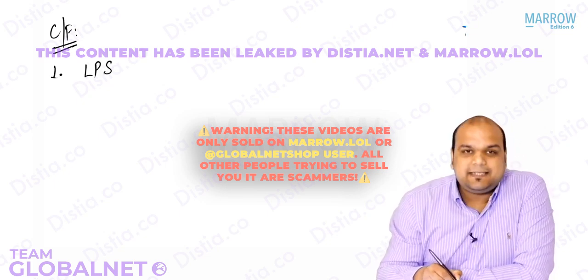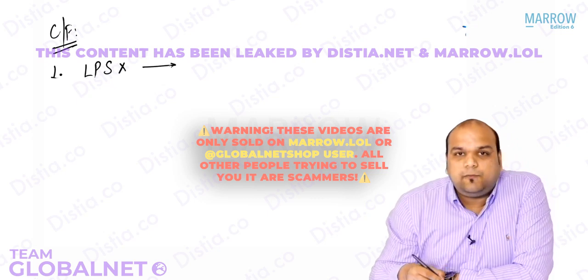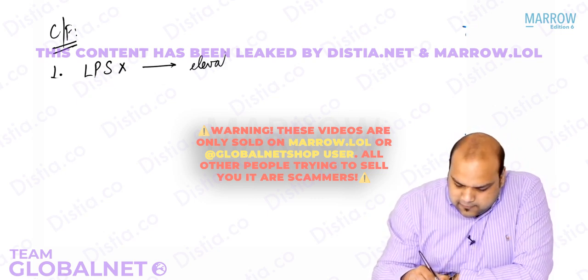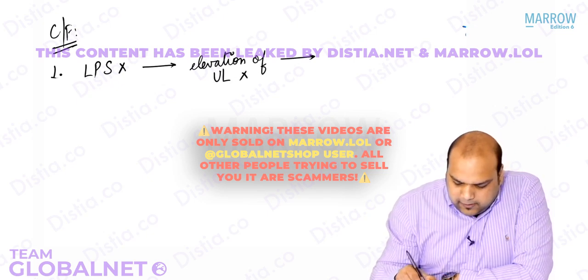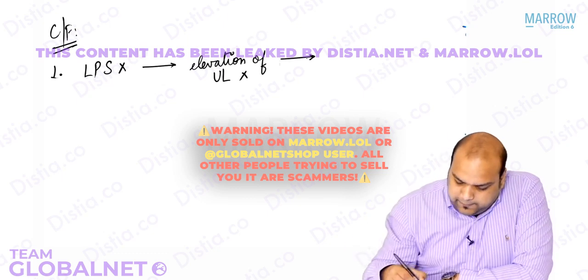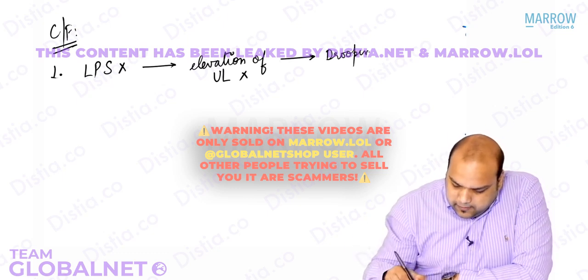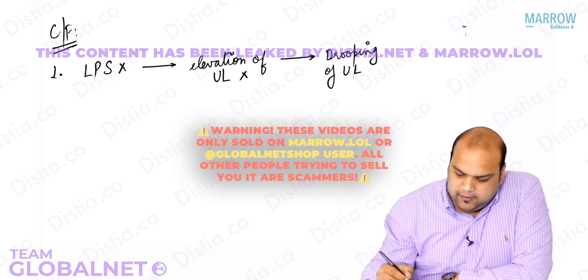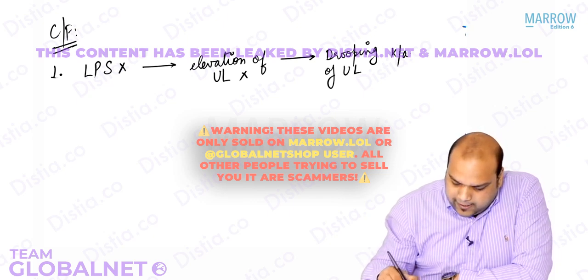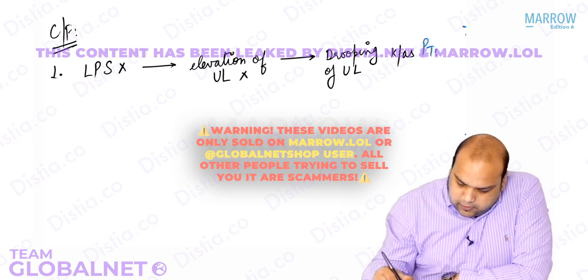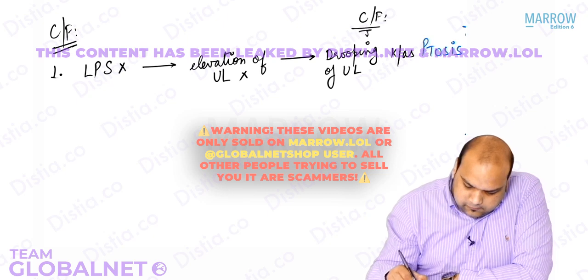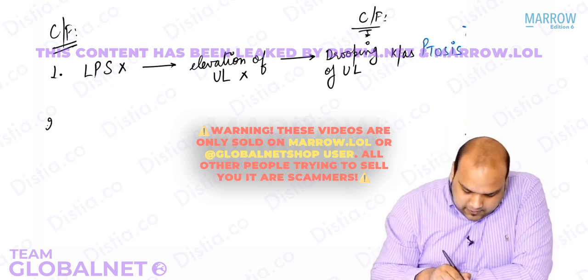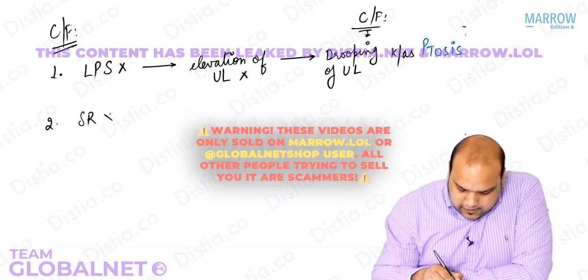First of all, the muscle paralyzed is LPS, LPS paralyzed. What was the action of LPS, everybody? The action of LPS was elevation of upper lid, which will not be able to occur. Instead, what will occur, everybody? Drooping of upper lid, and drooping of upper lid is known as, all of us know, ptosis. So the clinical feature becomes what, everybody? Ptosis.